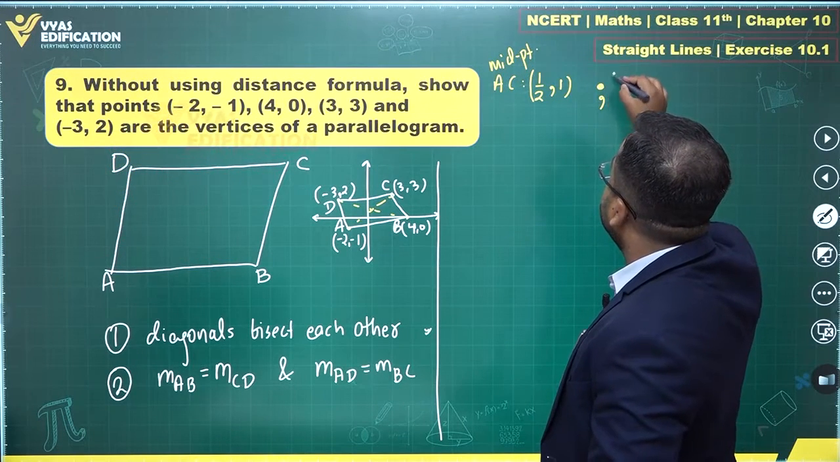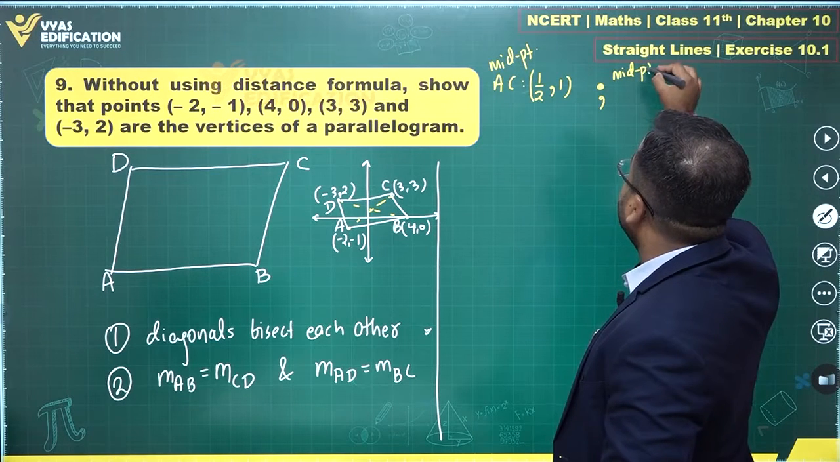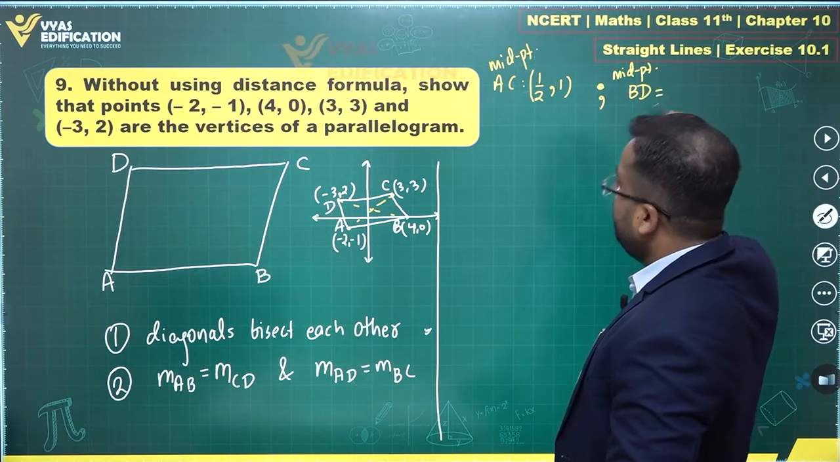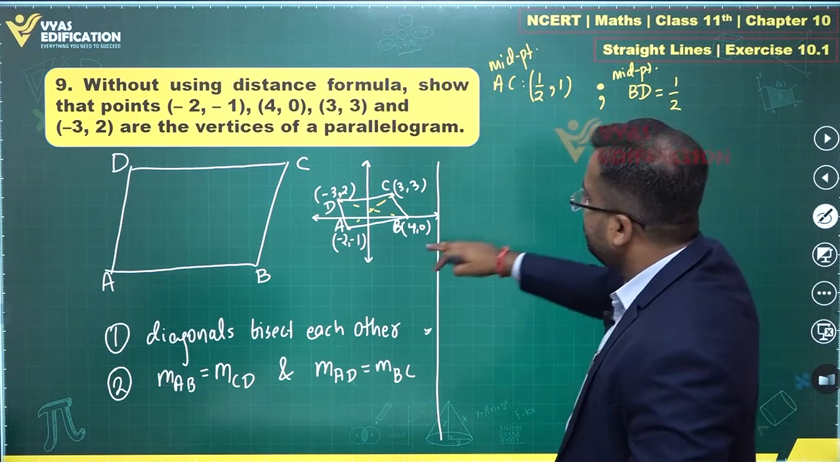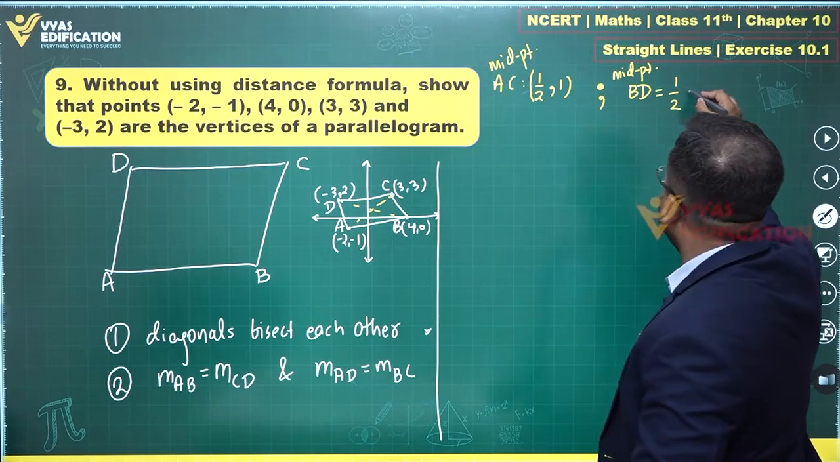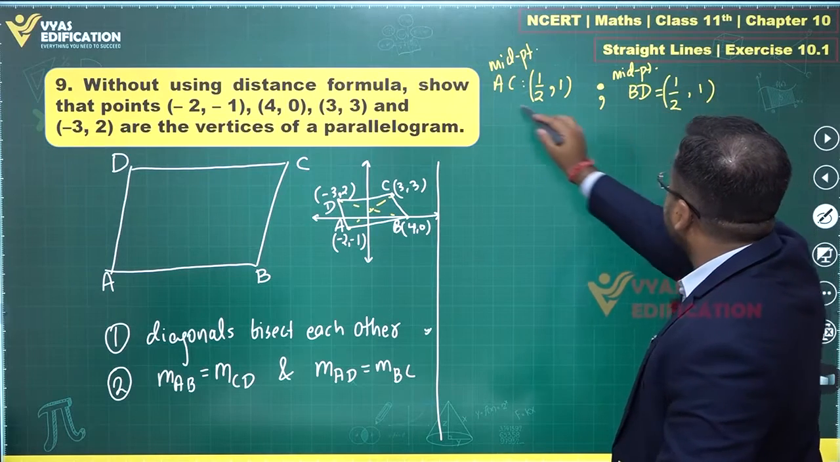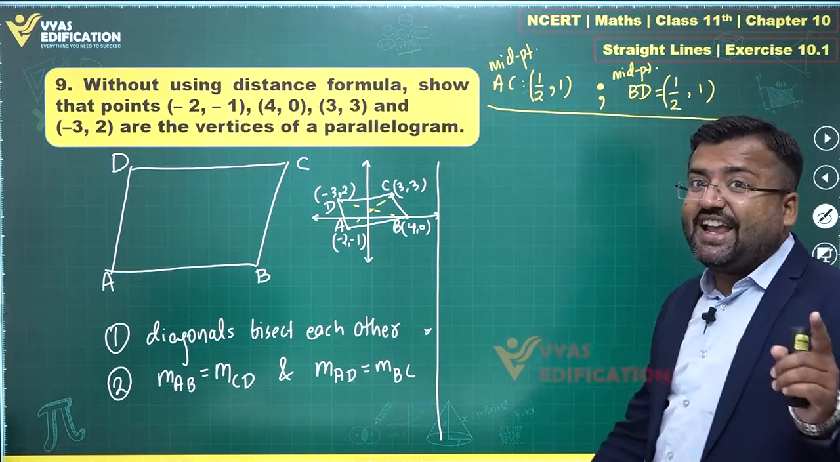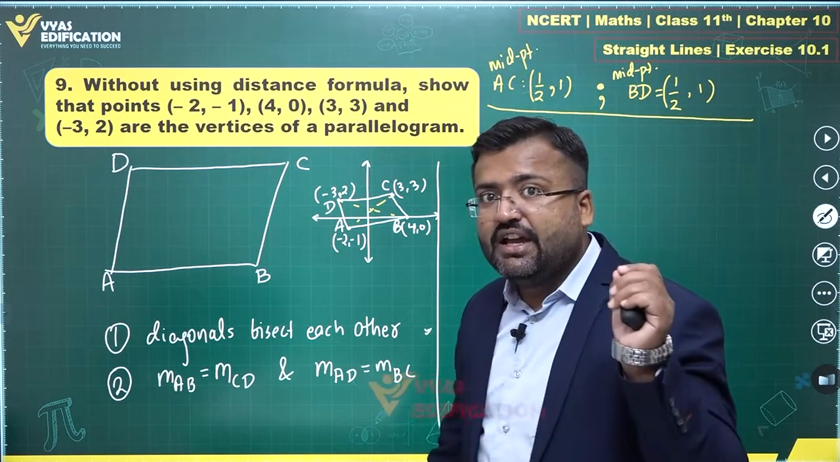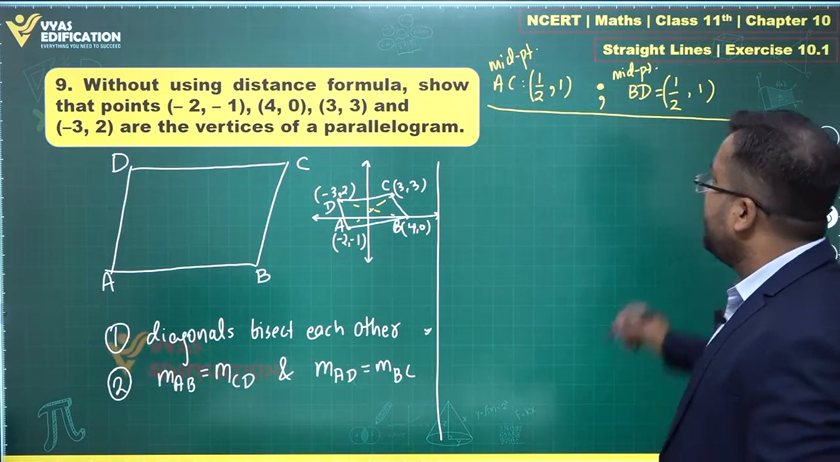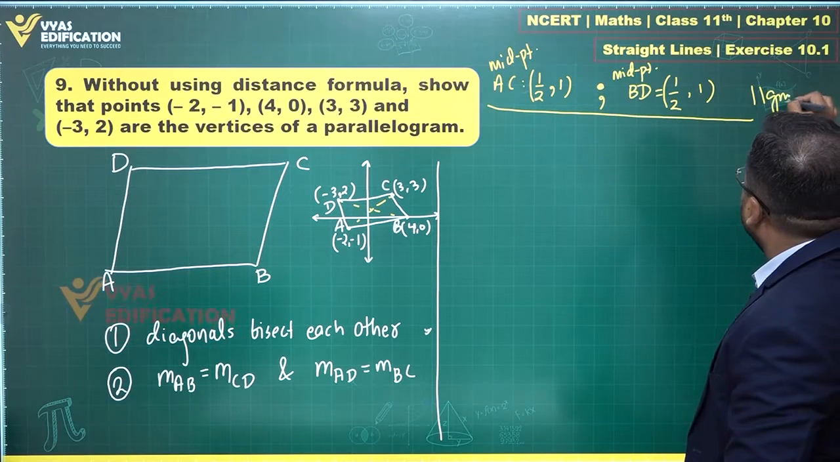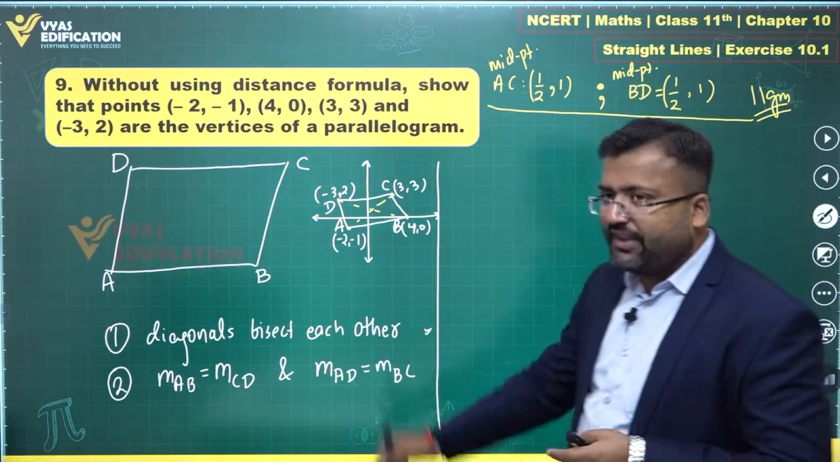What is the midpoint of BD? For BD, you have 4 minus 3, which becomes 1 by 2, x1 plus x2 by 2, and you have 2 plus 0 by 2, which is once again 1. Since the midpoints are exactly the same, since the diagonals bisect each other, therefore you can say, yes, the given figure is a parallelogram using this idea.